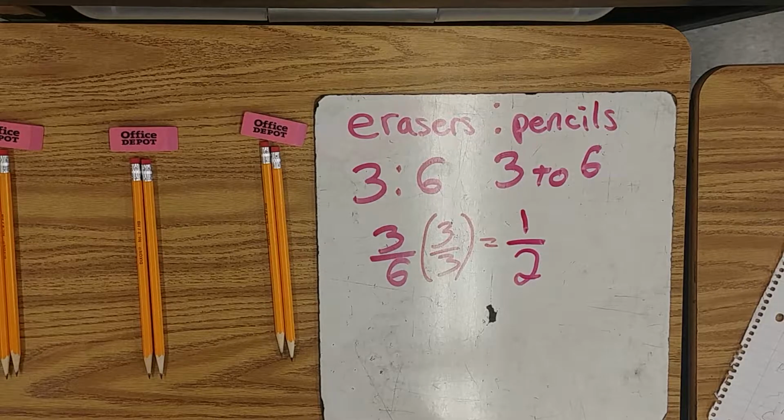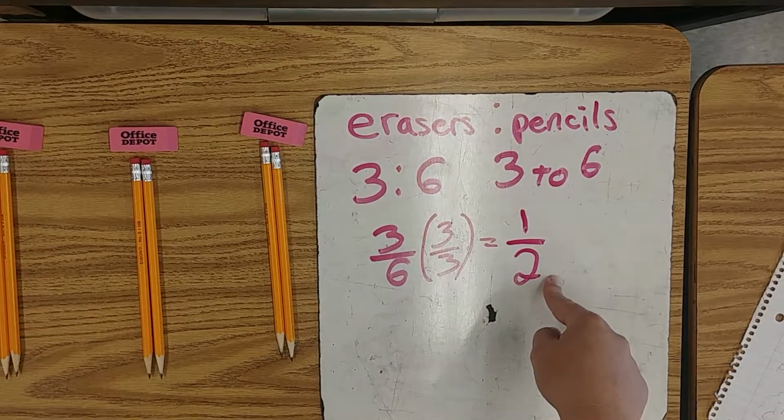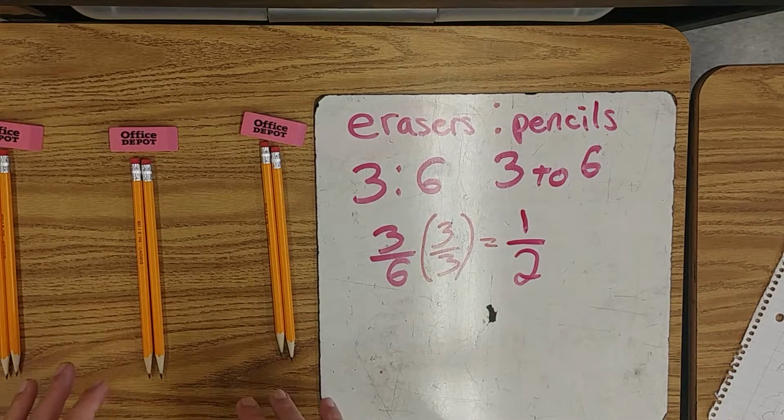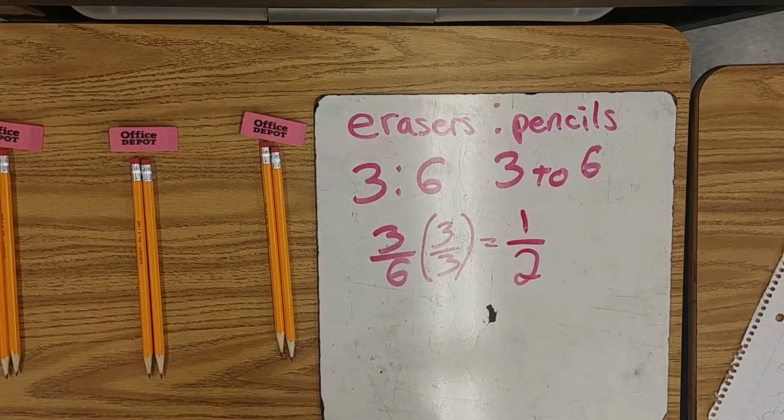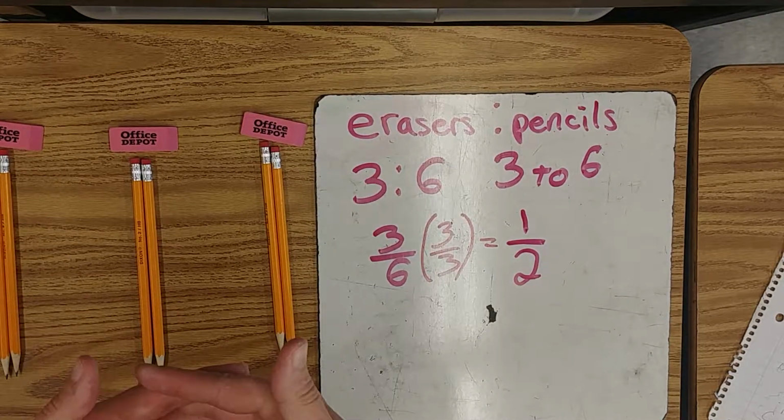So the simplified ratio of erasers to pencils is actually 1 to 2. You could say 3 to 6, but 1 to 2 would be the most correct answer because that is simplified down to its most basic form.